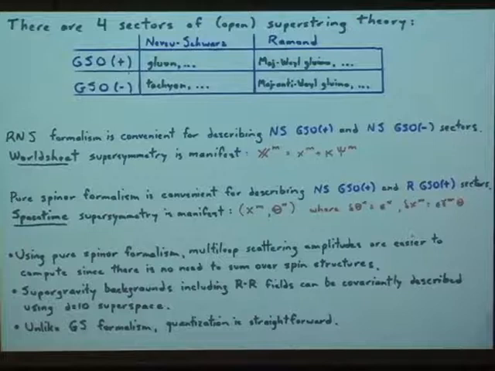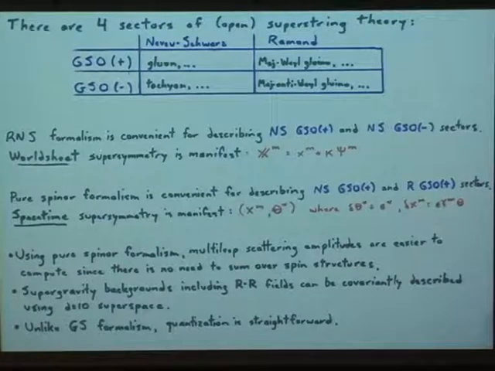So it depends what you want to do, but if you want to describe space-time supersymmetric processes, for example, multi-loop scattering amplitudes, it's much easier to use the pure spinor formalism than RNS just because you don't have to sum over spin structures, which is essentially the way the RNS formalism compensates for not describing the GSO plus sectors in a simple way. Similarly, if you want to describe backgrounds which have Ramond-Ramond fields, then of course it's much easier to use this formalism just because the RNS formalism is not convenient for describing Ramond backgrounds.